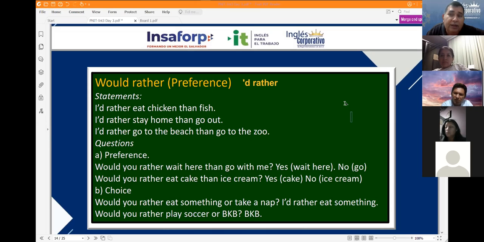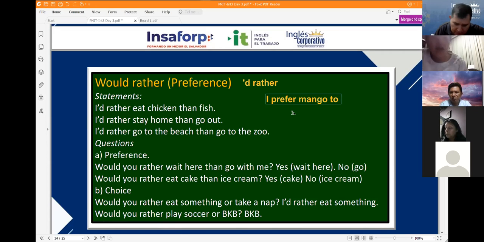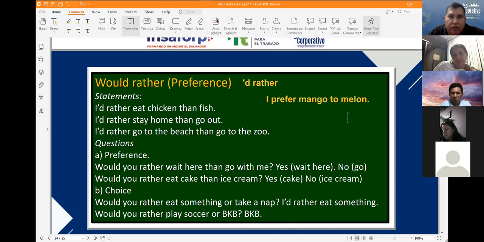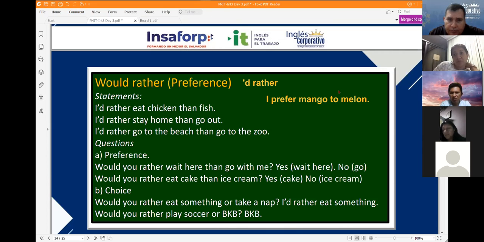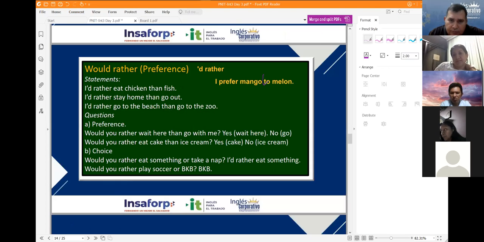Okay, the connector with prefer is to. You say, I prefer mango to melon. So the connector over here is to. This is the connector.